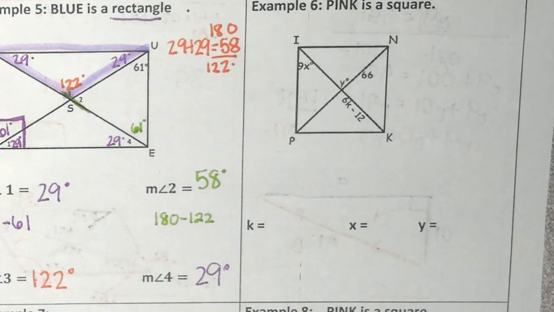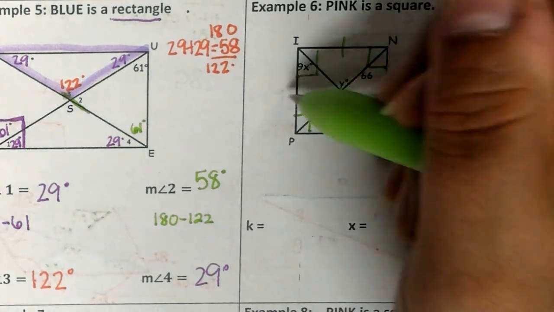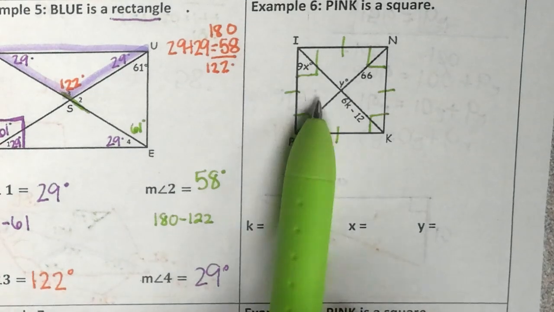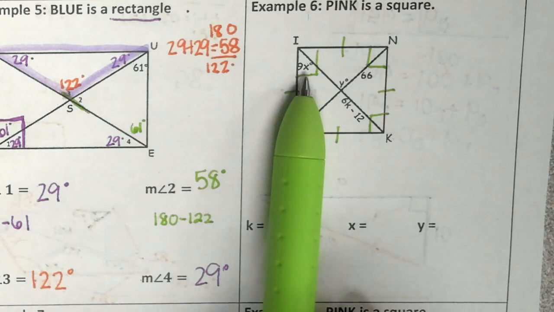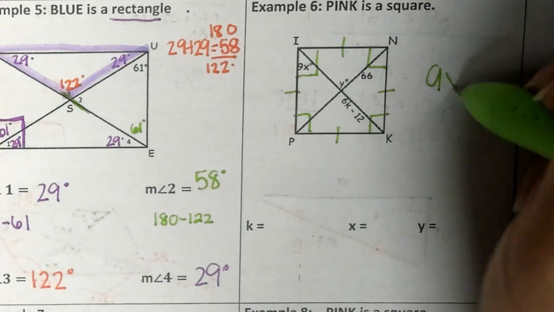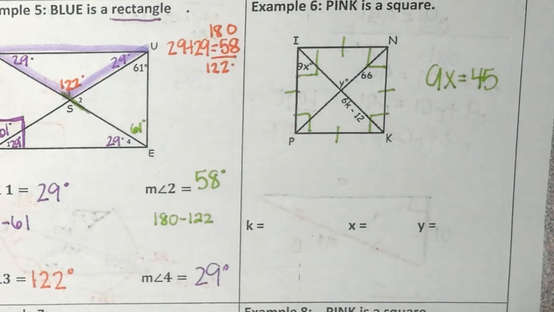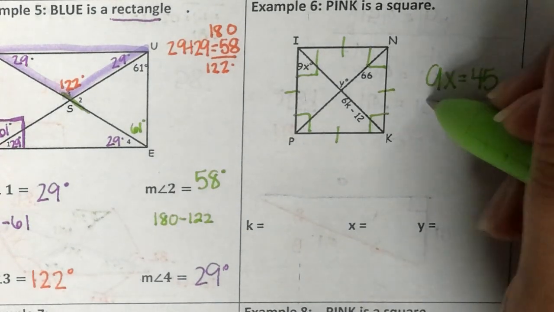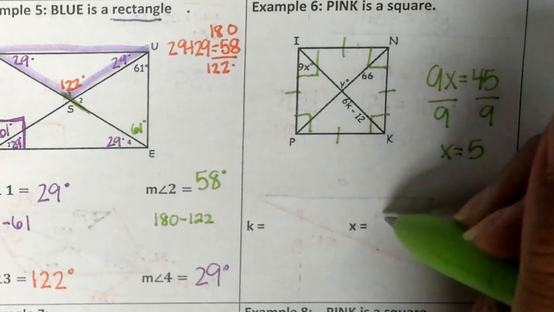Last 2. We love squares. I love squares. Maybe you don't, but I love squares. What do we know about squares? Right angles. All right angles and all sides are equal. So if the whole thing is 90 degrees, what is this 9x going to equal? 45. Squares are always cut in half. It is 45. So what do I do to find x? Divide by 9. So what is x equal? X equals 5.